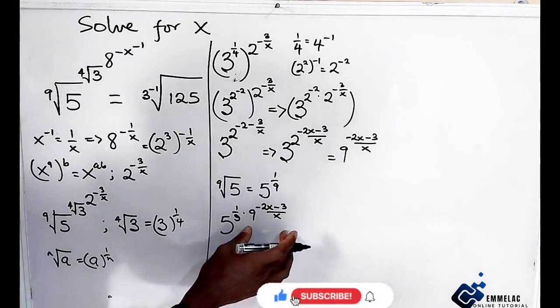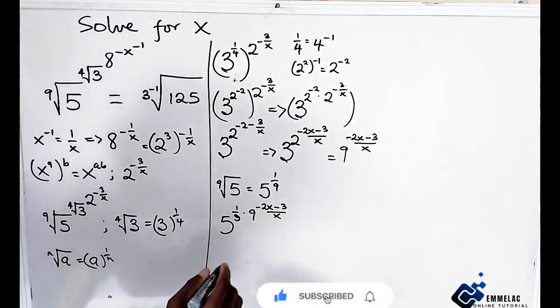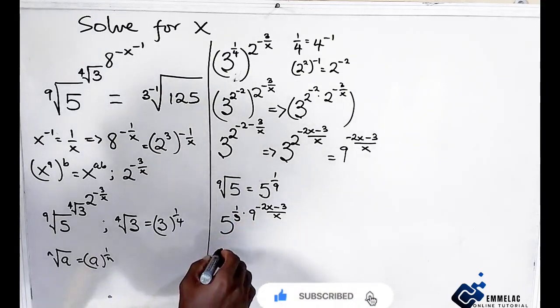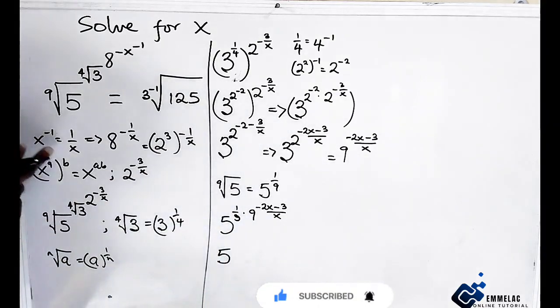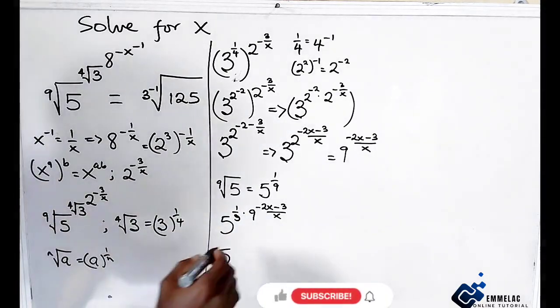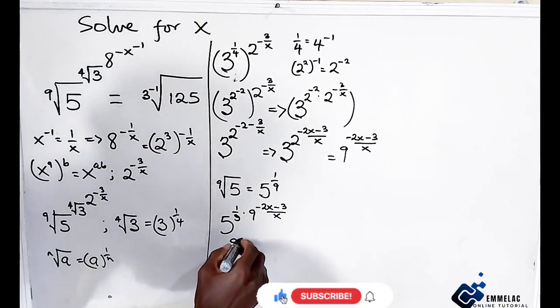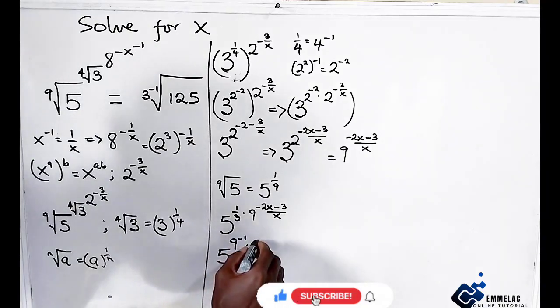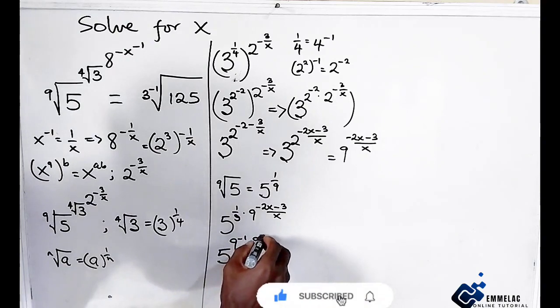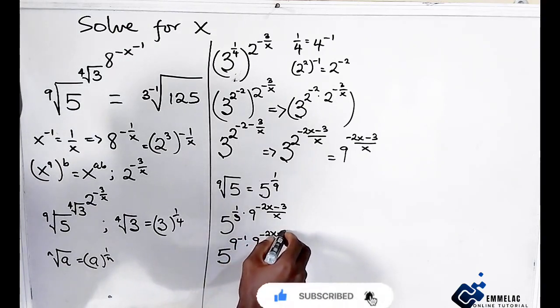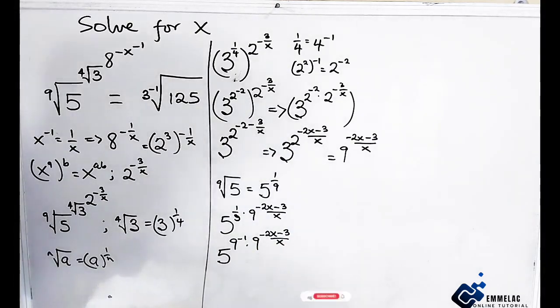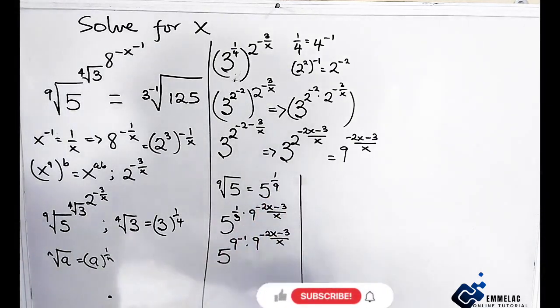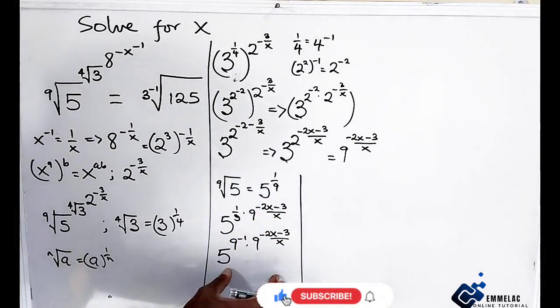Let me just resolve this. Finish. Since they have the same base, where you have 5 raised to the power of 6, we can resolve it to this. We have 9 raised to the power minus 1 times 9 raised to the power of minus 2x minus 3 all over x. Okay? Now this is the left hand side.